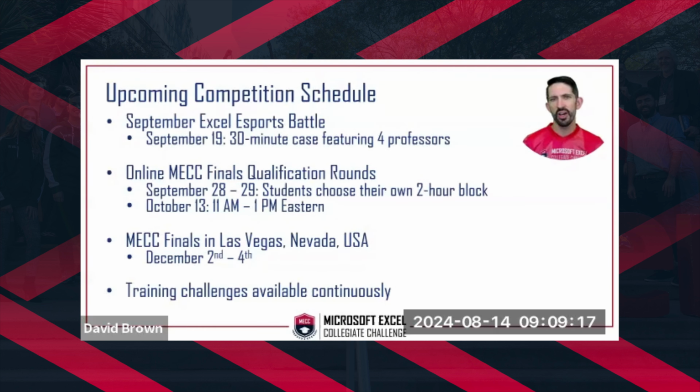We then have the online MECC qualification rounds. They happen the last weekend of September. So you see September 28th and 29th, students have a 2-hour block whenever they want over that weekend. And then 2 weeks later on that Sunday, the 13th, we'll have a 2-hour predefined block. So 11 to 1 Eastern time, where everybody in the world does that round at the same time. And we'll take the accumulation of those 2 rounds to determine who gets scholarships to come to the finals and who's invited to the finals as well.